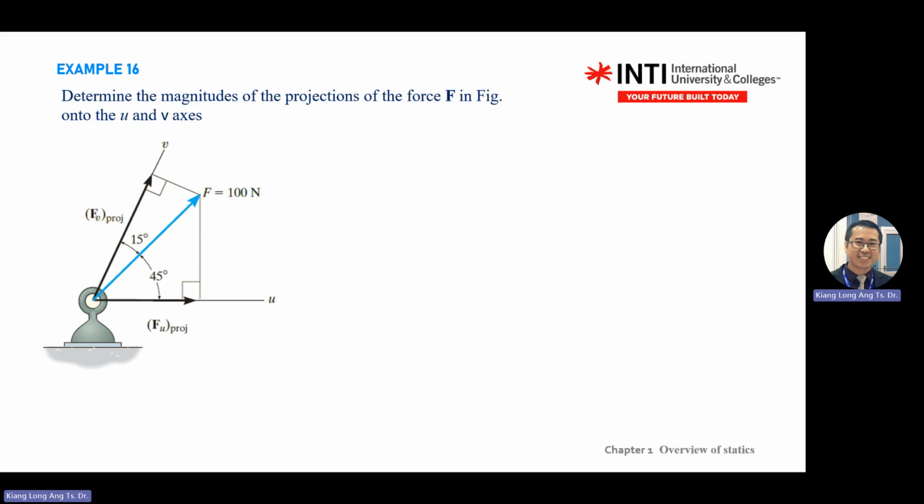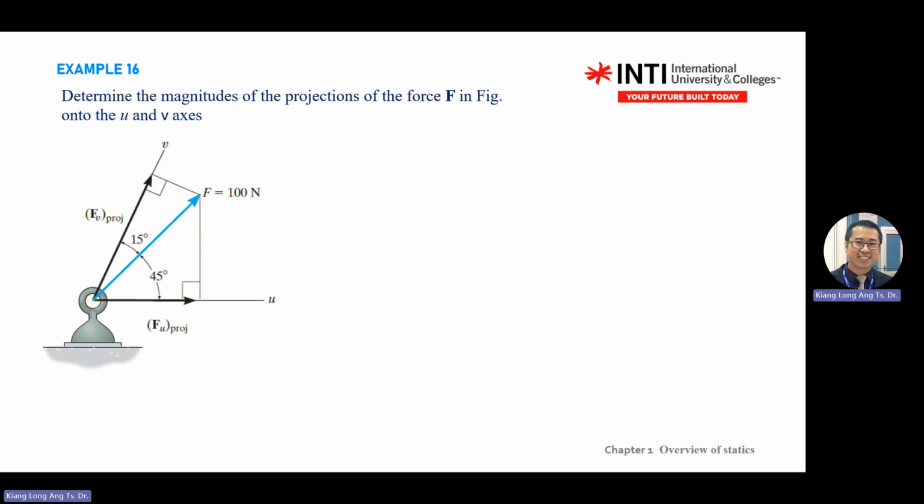Example 16. Find the magnitude of projection of force F into the U direction and V direction. So you start to see your axes are no longer in the X and Y directions. X and Y are too simple for your level, and in real applications things won't sit at perpendicular X and Y. You have a certain angle in the real application. So here, you fix U in this direction, V in this direction.